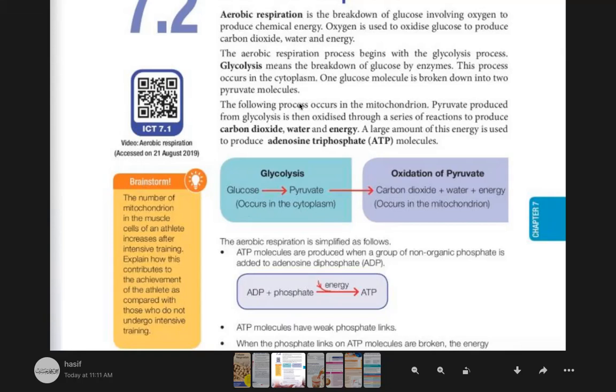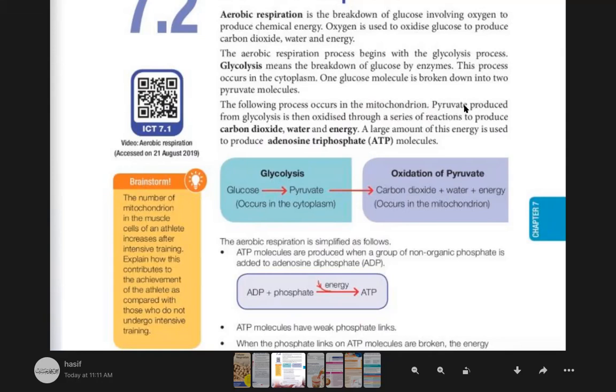Okay, seterusnya what happen? The following process occur in mitochondria. Okay, kenapa mitochondria? Because we know that the function of mitochondria is to produce energy, specifically ATP energy. Sebab tu dia berlaku dekat mitochondria. Tapi glycolysis ni they happen in the cytoplasm. So what happen in the mitochondria?